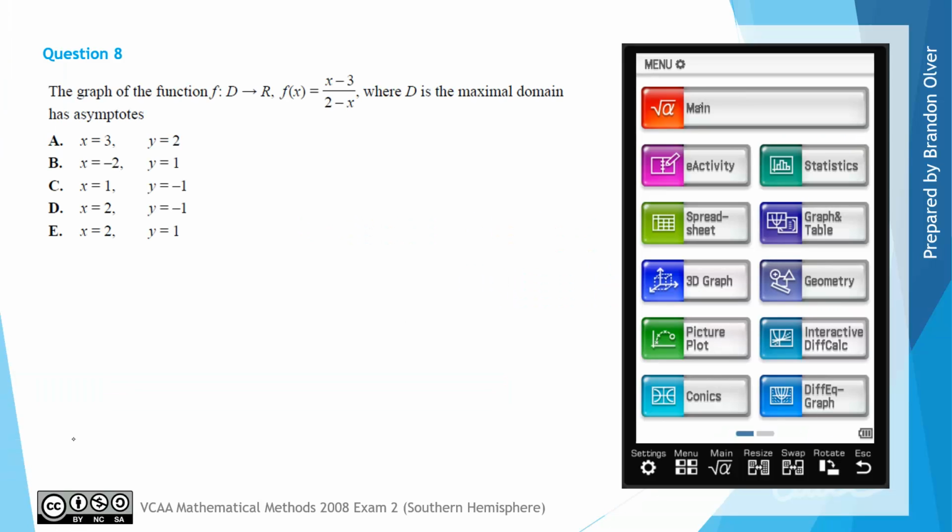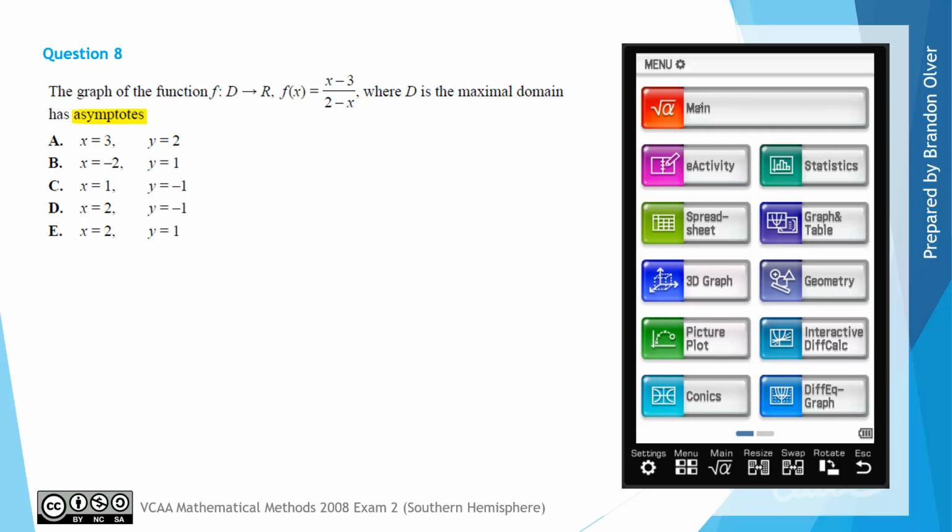For question 8, we have the graph of the function f with a maximal domain D with the rule f of x equals x subtract 3 divided by 2 subtract x, has asymptotes with one of the following options for its equations. So the first thing we're going to do is use the calculator to rearrange this fraction slightly.